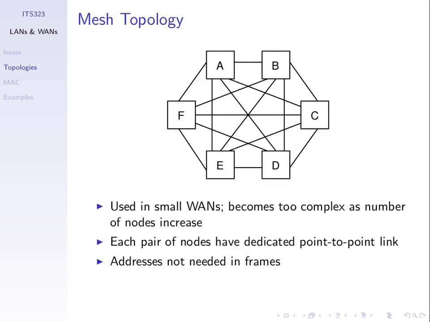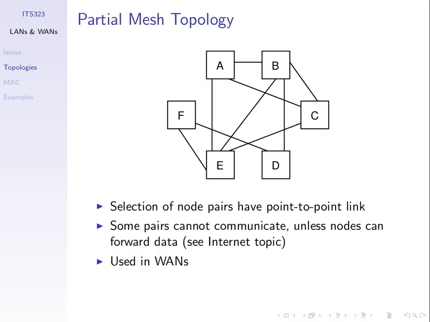An extension or a subcase is a partial mesh. Don't have links for all pairs of nodes. Fewer links, that's good, but the problem is A can't talk to F. Without a link from A to F, it cannot communicate with F, unless there's some way that A, for example, could send to E, and then E could forward it on to F, which is really what our switching approach does in our general networking.